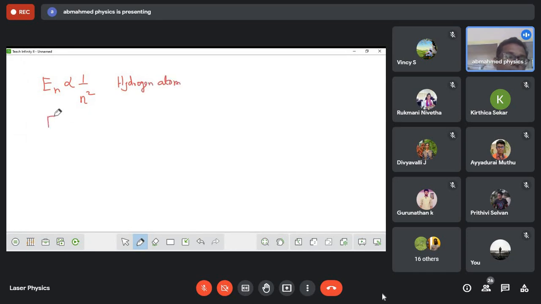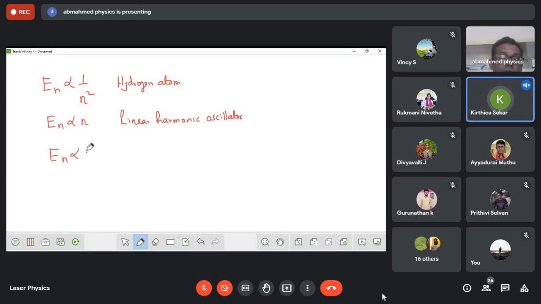In the harmonic oscillator, what is the dependence? It is proportional to n, right? That is linear harmonic oscillator. So what is the other possibility? Proportional to n². Very nice.